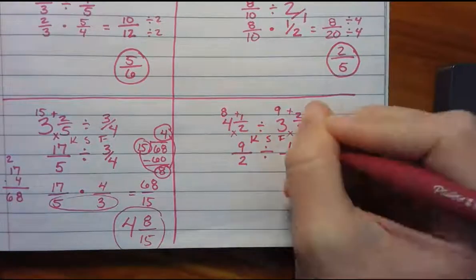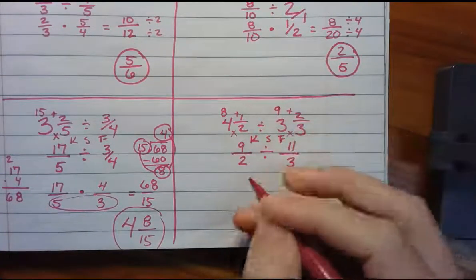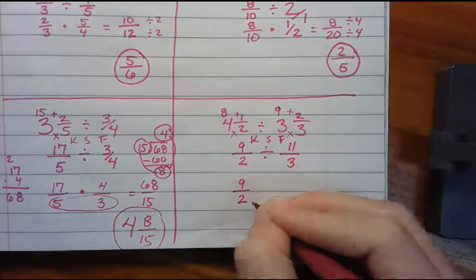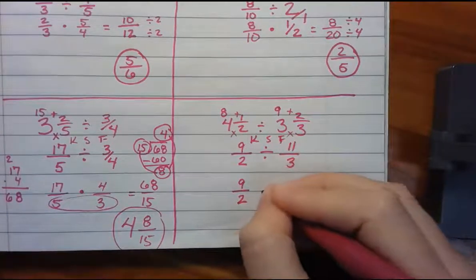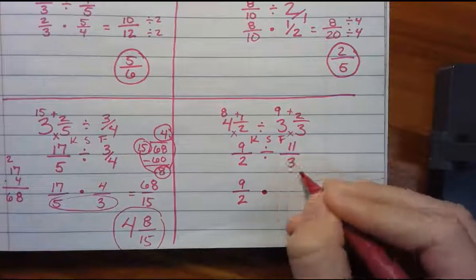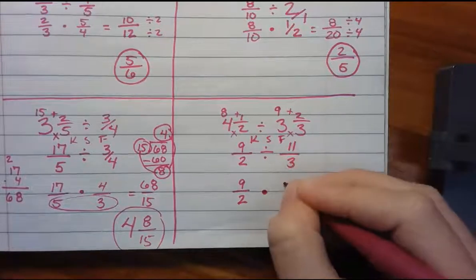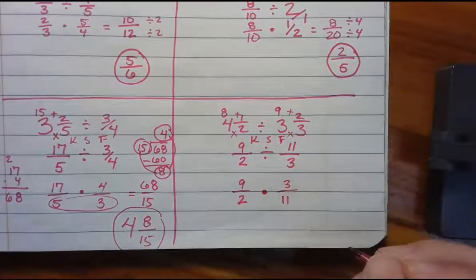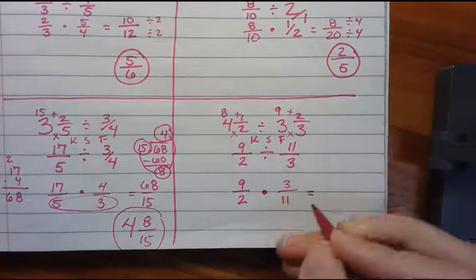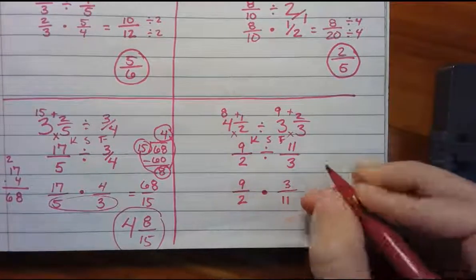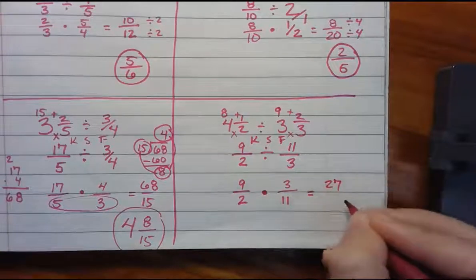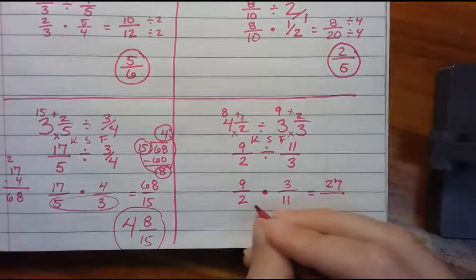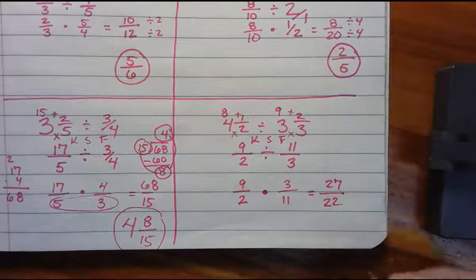Now we can keep, switch, flip. So I'm going to keep the first number. The 9/2 is going to stay. Switch my division to multiplication, and I'm going to flip 11 over 3 into 3 over 11. Now I'm ready to multiply across the top. 9 times 3 gives me 27. On the bottom, I get 2 times 11, which is 22.